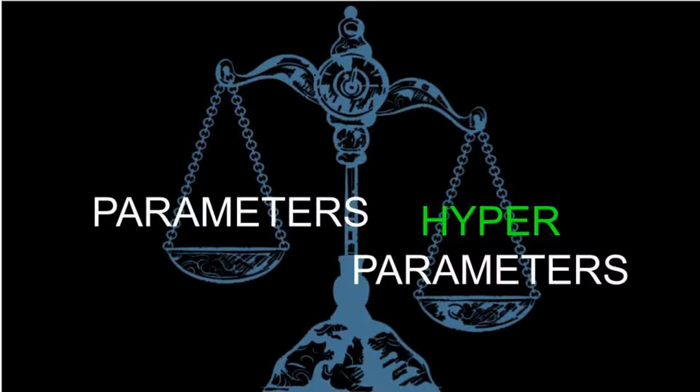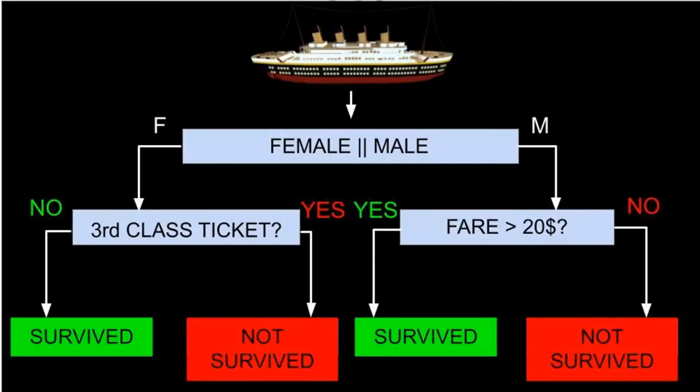Essentially, this configuration is set before the model is trained, and subsequently it allows us to control how the model is trained. Let's look at the Titanic example. Suppose we use a small decision tree to determine if the passenger will survive or not. So the first question is gender, male or female. Let's explore the male branch first. The next decision node will be the fare.